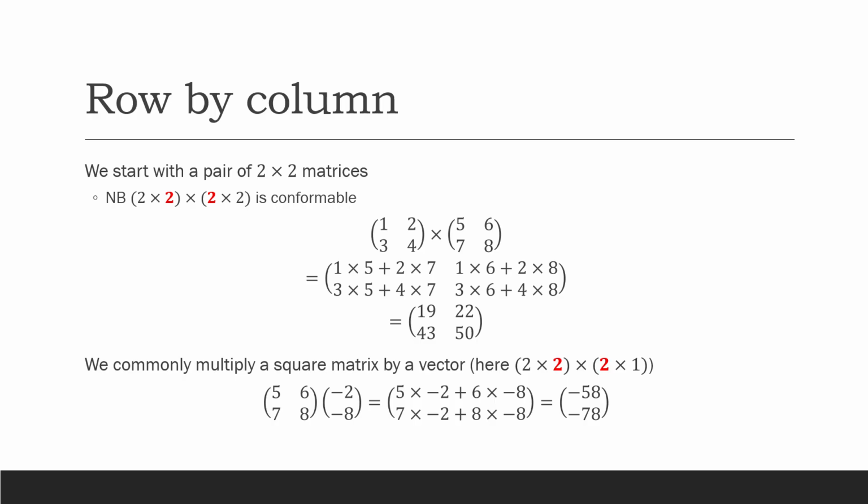So 5 times minus 2 plus 6 times minus 8. The first row times the first column. Well, there's only 1 column, so we can only do that. Then 7 times minus 2 plus 8 times minus 8. The second row times the first column. That's it. And that gives us minus 58, minus 78.